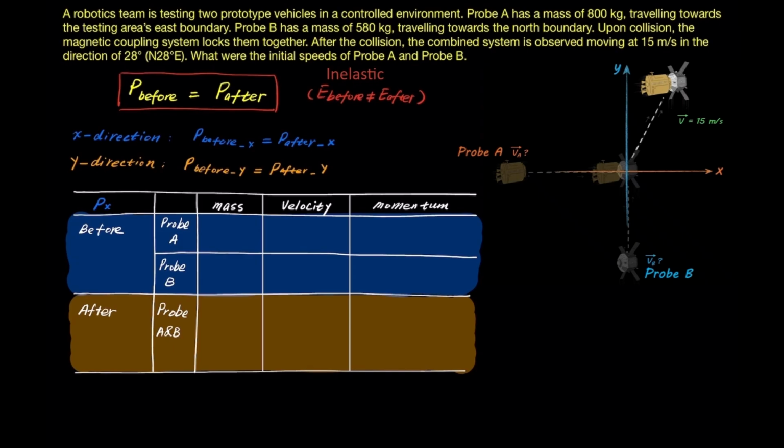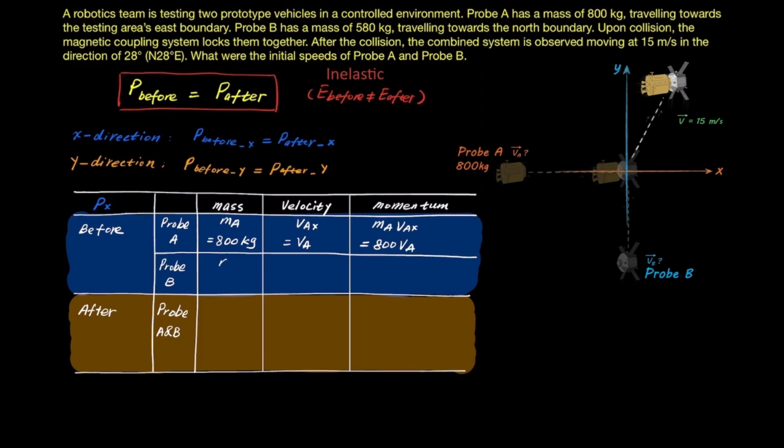Now let's start filling in the details before the collision. For probe A, we'll call its mass ma, and the problem tells us that ma is 800 kilograms. Now let's look at the velocity vax. Because probe A is moving directly towards east, or purely along the x-axis, its velocity along the x-axis is simply va. So this is the unknown we are solving for. Therefore, the initial momentum of probe A in the x direction is the mass ma multiplied by vax, which gives us 800 va.